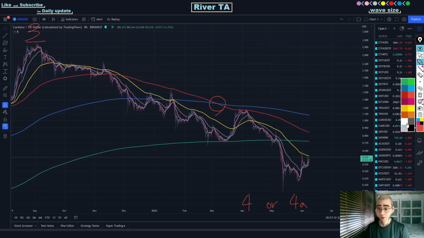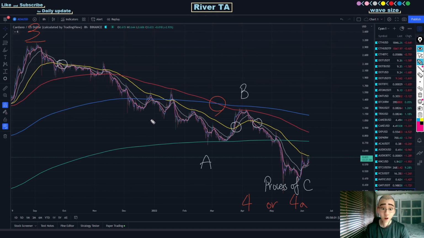And we can also see that there is a death cross between yellow and gray over here, golden cross, and then death cross over here. So we know that this is a 3-wave structure. So gray level wave A, wave B, and in the process of making wave C. And we can also count the death cross and the golden cross of pink and gray moving average.